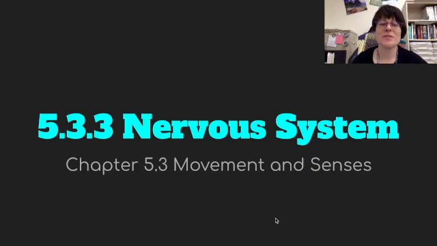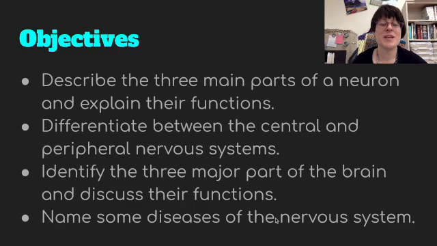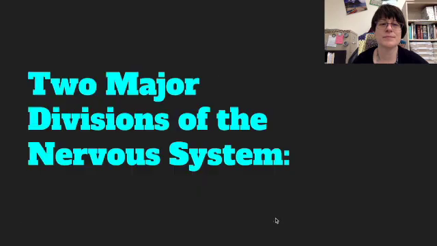Today we're going to talk about section 533 on the nervous system. So our objectives today will be to describe the three main parts of a neuron and explain their functions, differentiate between the central and peripheral nervous systems, identify the three major parts of the brain and discuss their functions, and name some diseases of the nervous system.